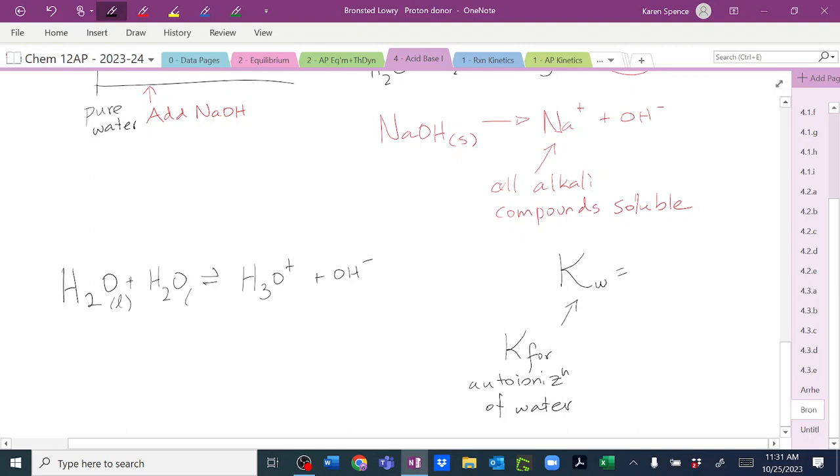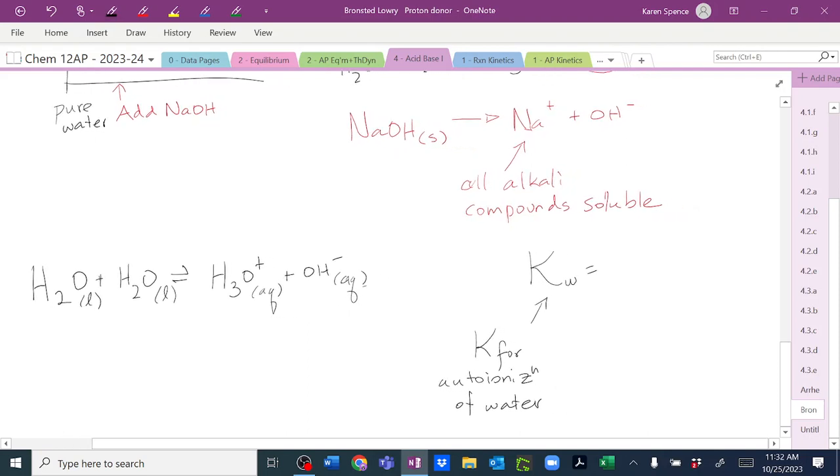Water's a liquid, hydronium is aqueous, hydroxide is aqueous. What's the Kw expression? Concentration of? I'm going to write H3O plus first just because we always write H plus or H3O plus first, but there's no good reason. You could write hydroxide first. No good reason why you couldn't switch those, because 2 times 3 is the same as 3 times 2.